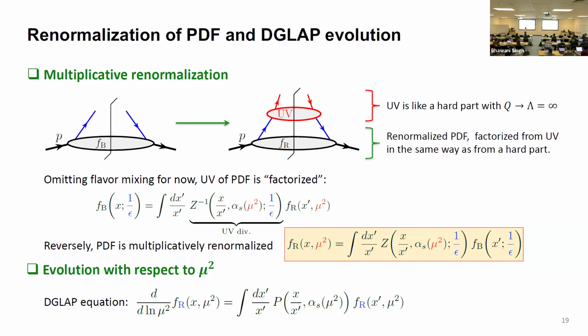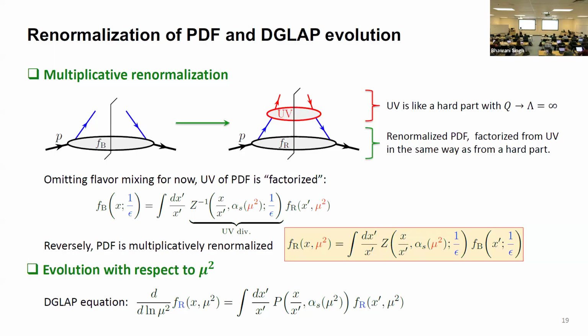And now this takes the same factorization structure as the factorization for the original DIS diagram. So this means that the PDF is multiplicatively renormalized. So the renormalized PDF takes the form of the convolution of the renormalization constant with the bare PDF. And this renormalization introduces a scale, mu square. With respect to this mu square, we have an evolution equation. And this evolution equation is the DGLAP equation.